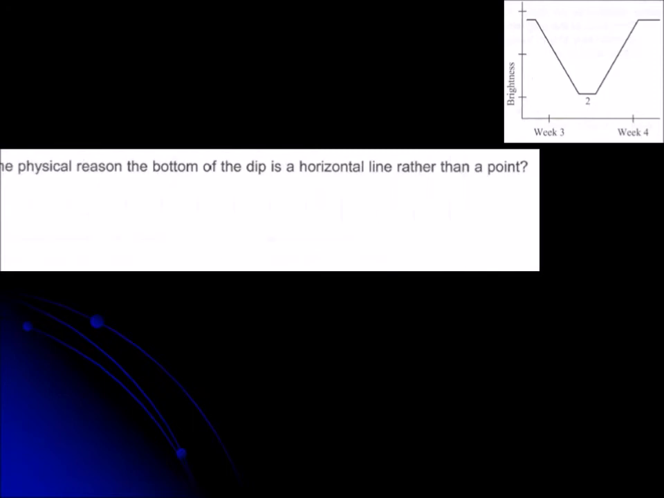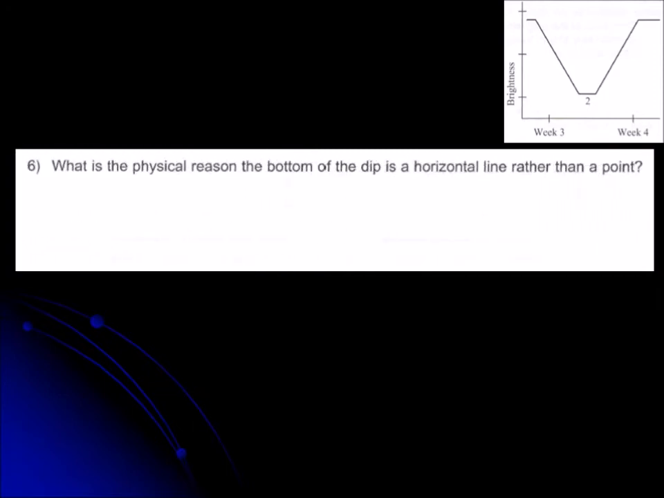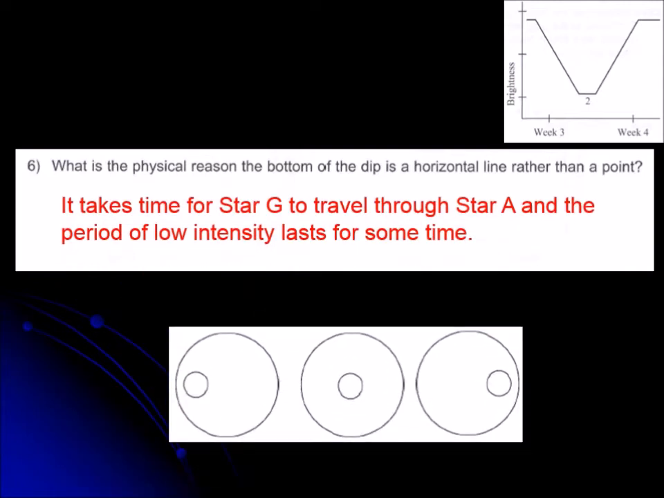Question 6. What is the physical reason the bottom of the dip is a horizontal line rather than a point? Well, we saw this before. It has to do with the fact that one of the stars is smaller than the other one, like in this case. The combined brightness of both stars here is the same as here. So the fact that it's flat indicates that the star is smaller and it will be embedded fully into the larger one.